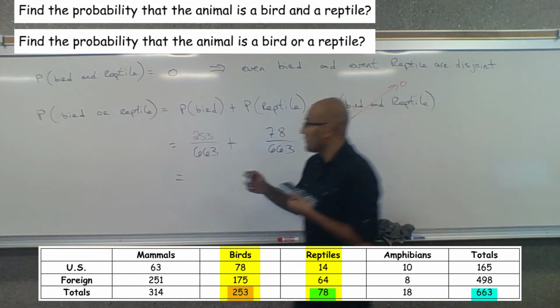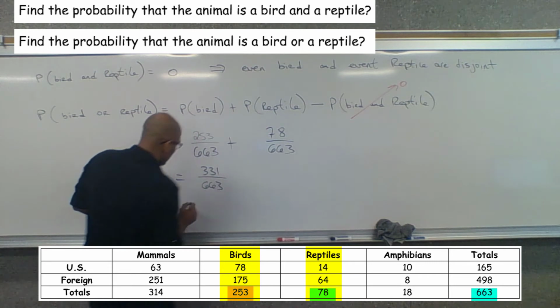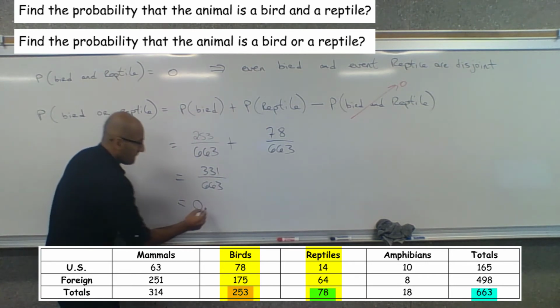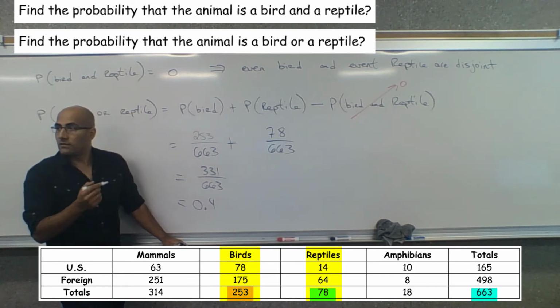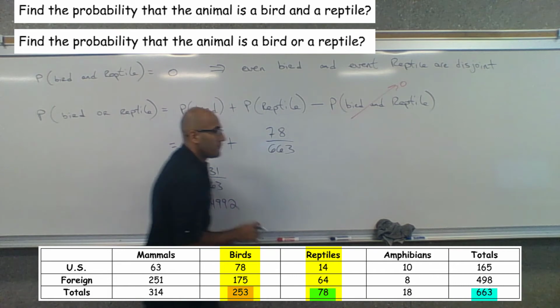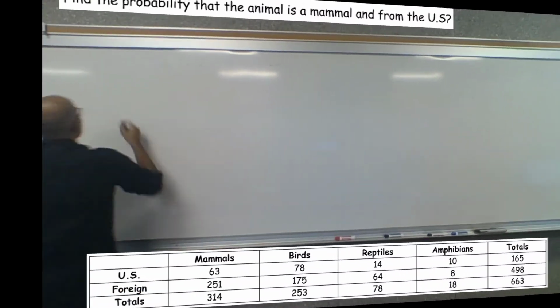331 divided by 663, which turns into 0.4992. Four decimal places. Okay, any questions on this?